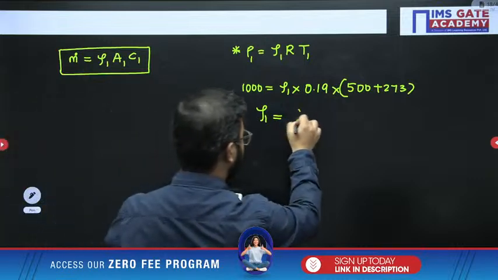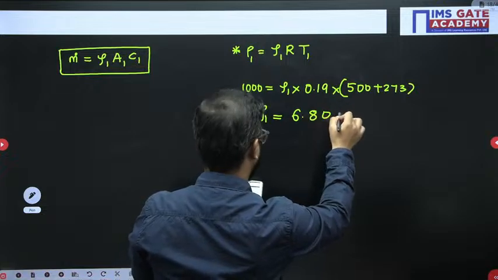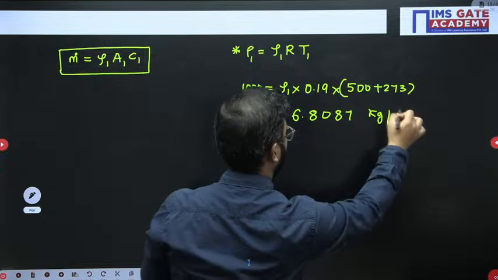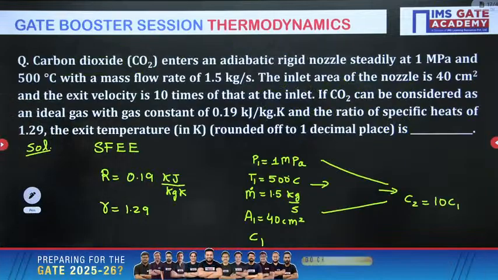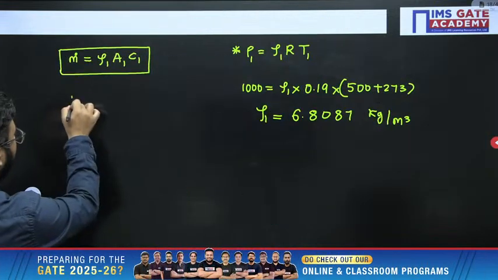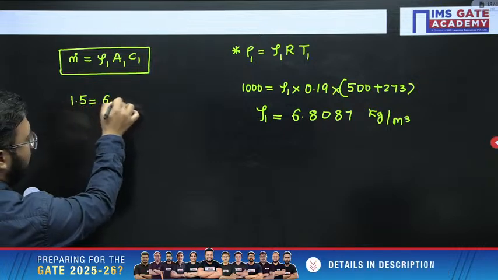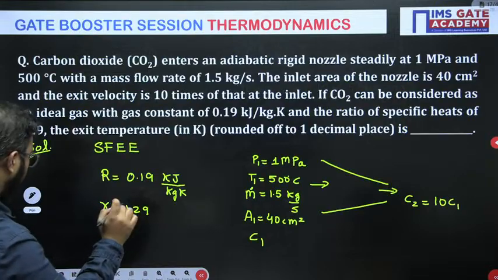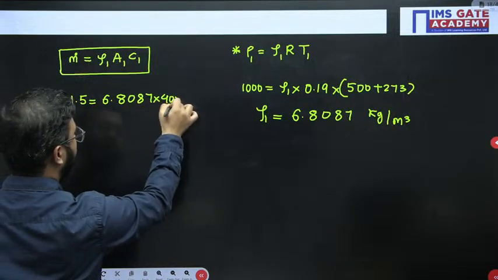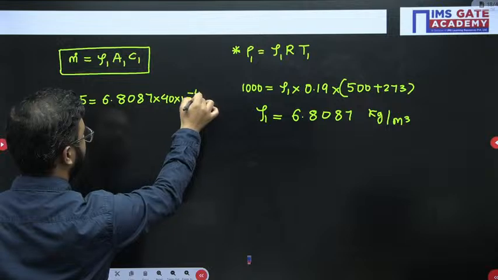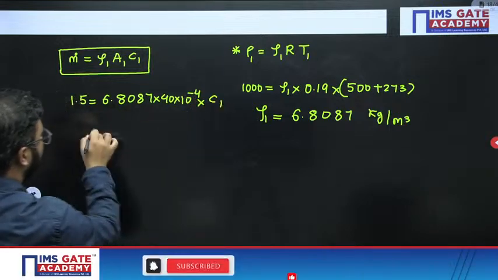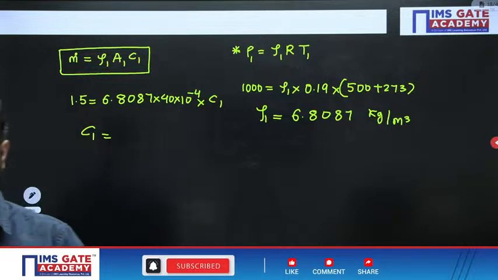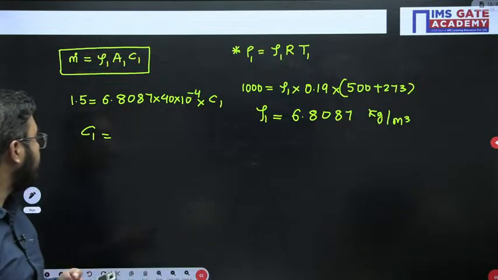It is coming around 6.8087 kg per meter cube. Mass flow rate value they have given us 1.5, into area they have given 40, 40 into 10 to the power minus 4 we have to write, because SI unit we have to write. What is the C1 answer, Aditya? Tell me the C1 answer.